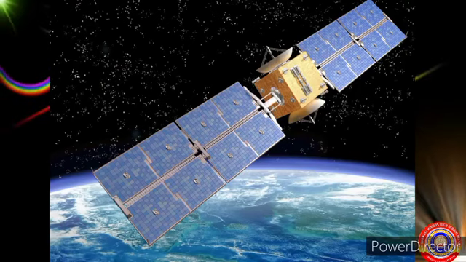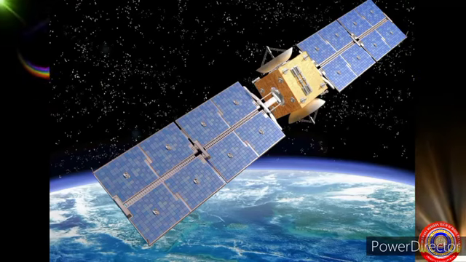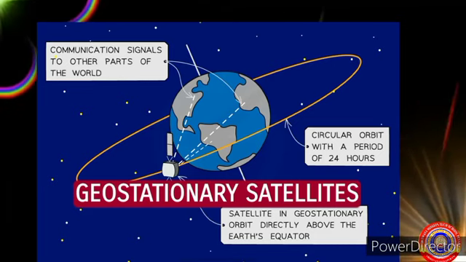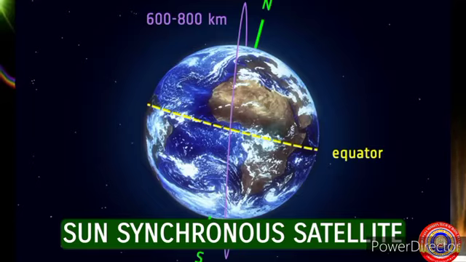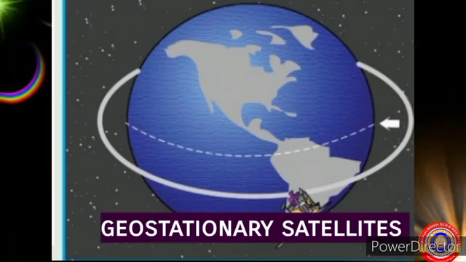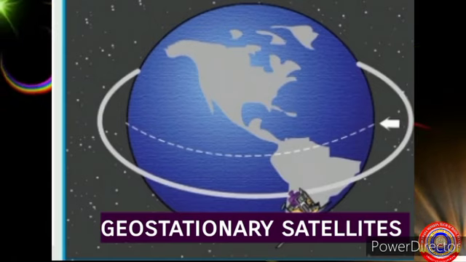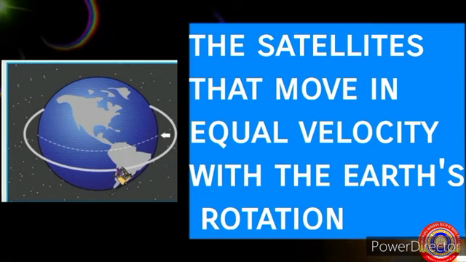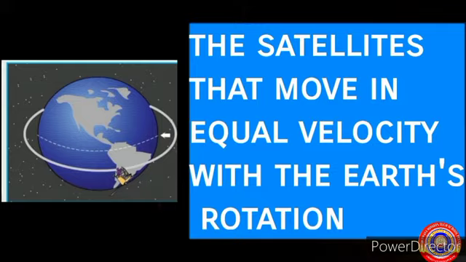The artificial satellites are mainly divided into two types. They are geostationary satellites and sun synchronous satellites. Let's learn about them in detail. First one, geostationary satellites. These are the satellites that move in equal velocity with the Earth's rotation.